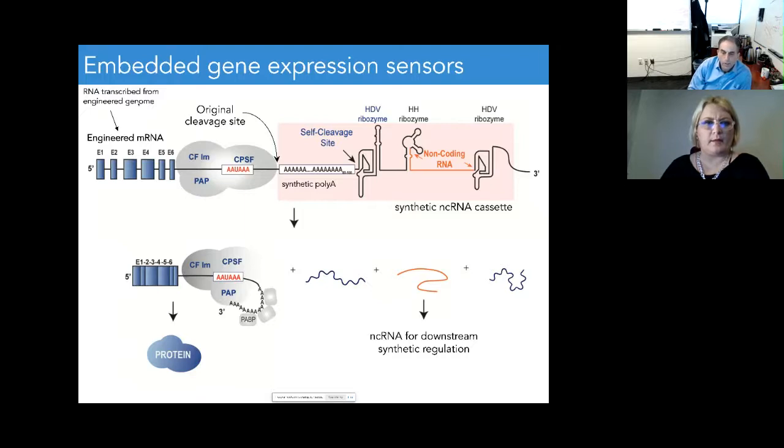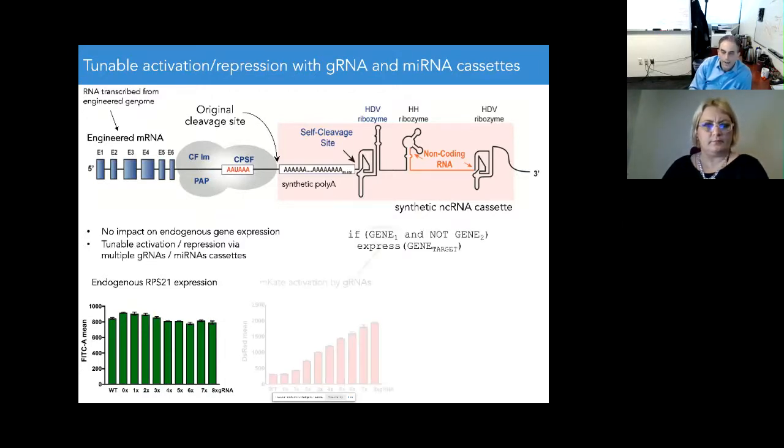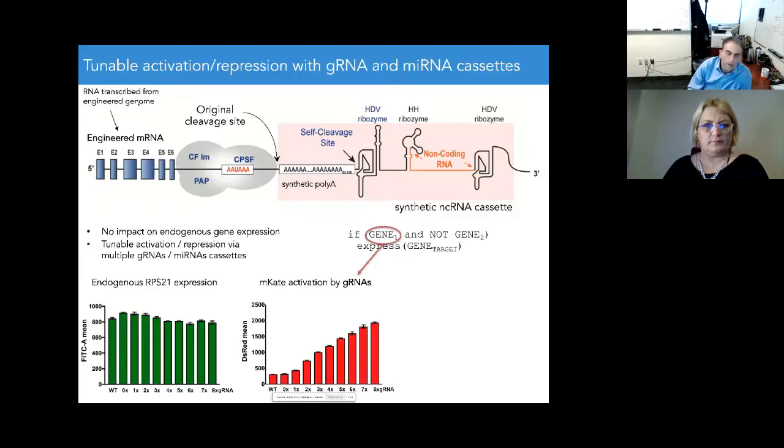And indeed, we're able to show that when we put these genetic cassettes after a particular gene, in this case RPS21, it doesn't affect the natural operation of this endogenous gene. We're also able to show that the guide RNA, which binds with this CRISPR system, when expressed, can activate gene expression of a fluorescent protein. And we're able to do it in a graded fashion.